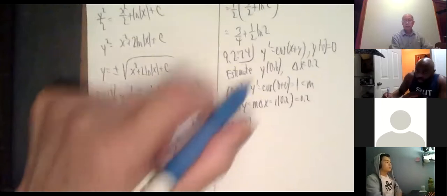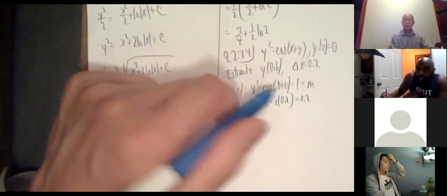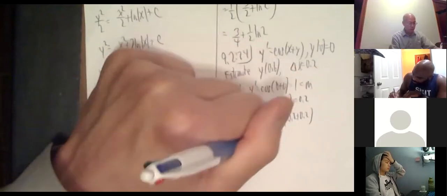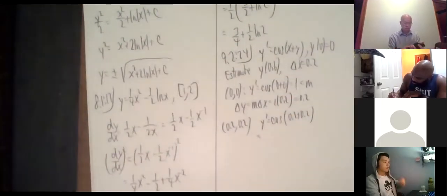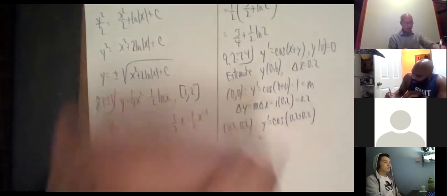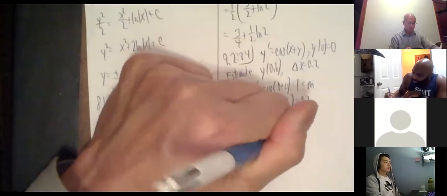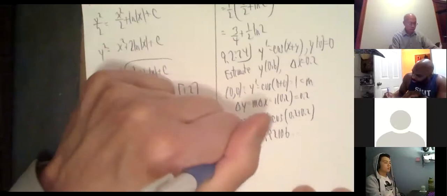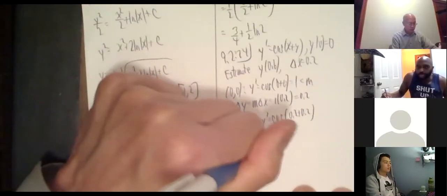Okay, so I'll do it again. I have to do it 3 times total. How do I know it's 3 times? 0.2, 0.4, 0.6. Okay, so y prime is cosine of x plus y, 0.2 plus 0.2. So it's the cosine of 0.4. Cosine of 0.4 is 0.92106, approximately.